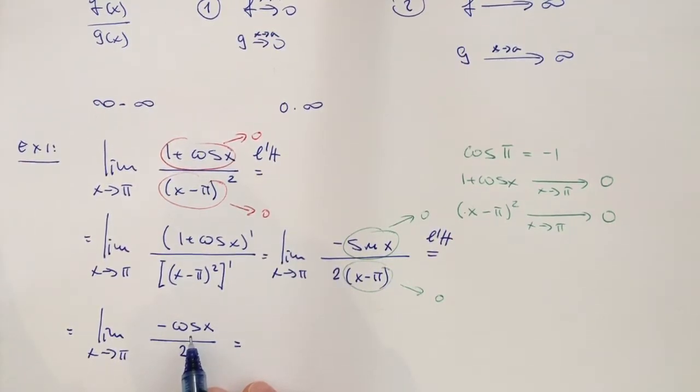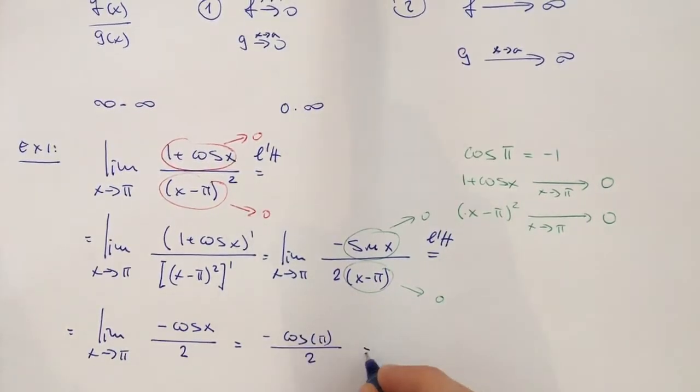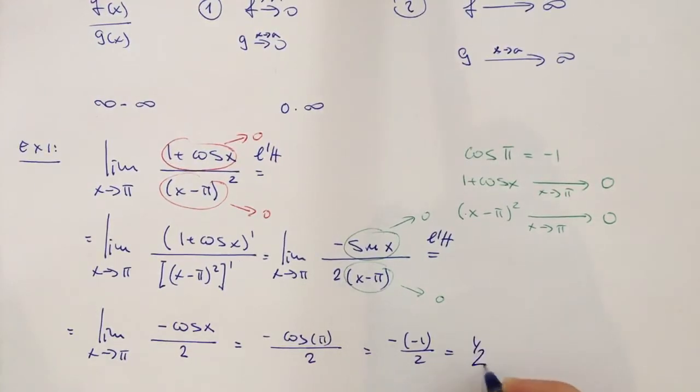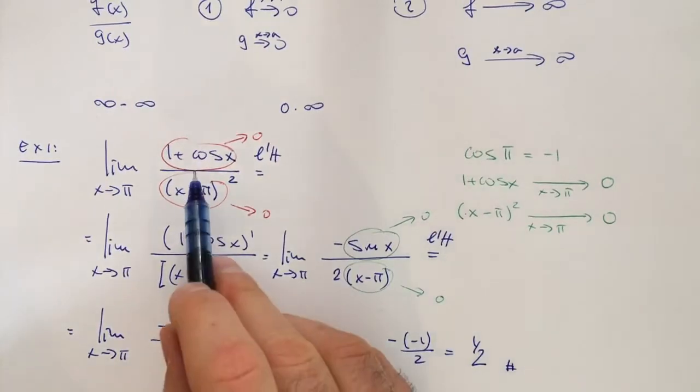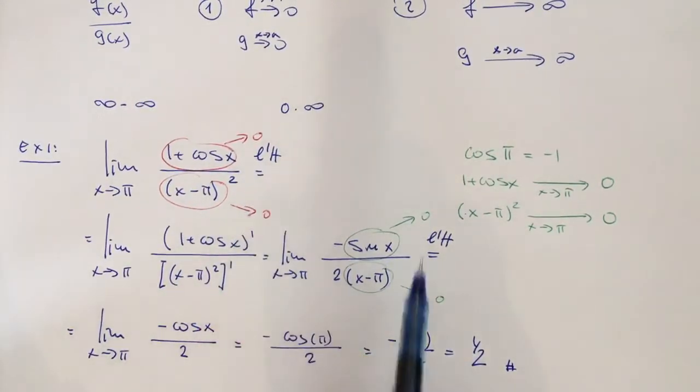So that's equal to negative cosine of pi over 2. Cosine of pi is -1, so minus -1 over 2. That's 1/2. So this limit is equal to 1/2 after we applied L'Hopital's rule twice.